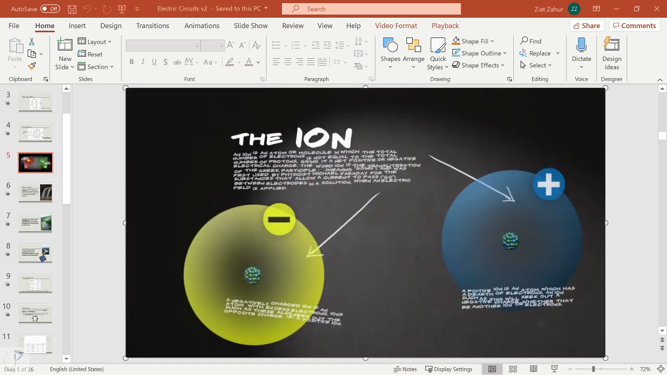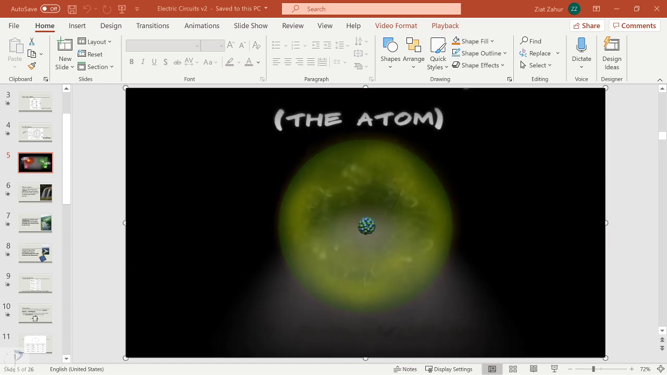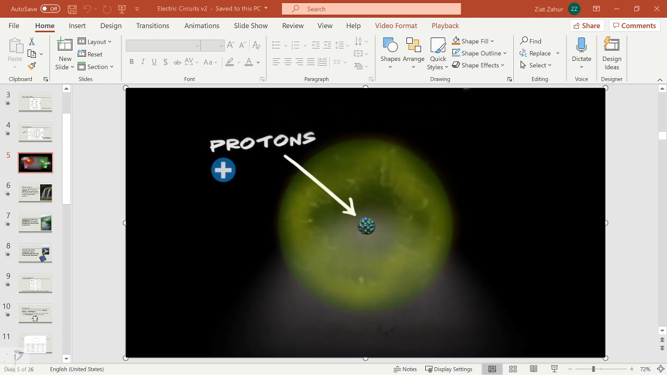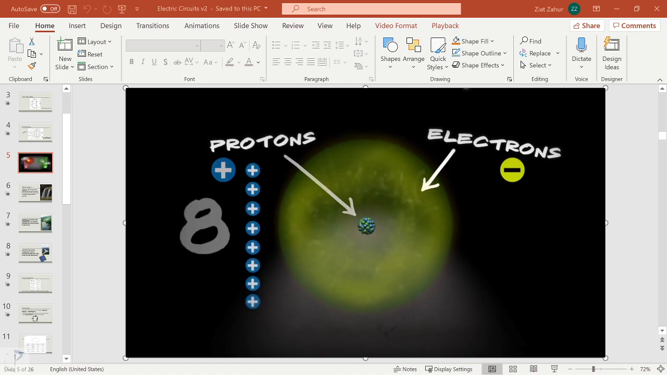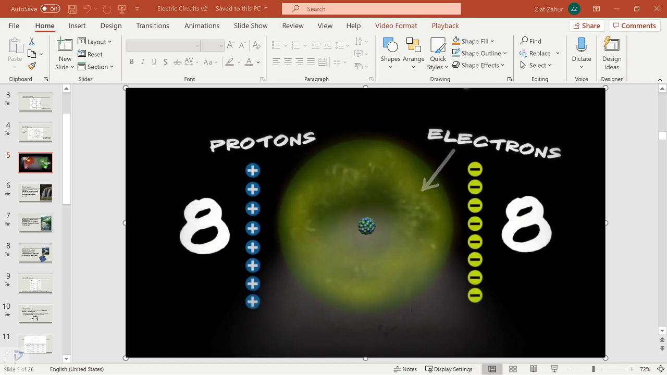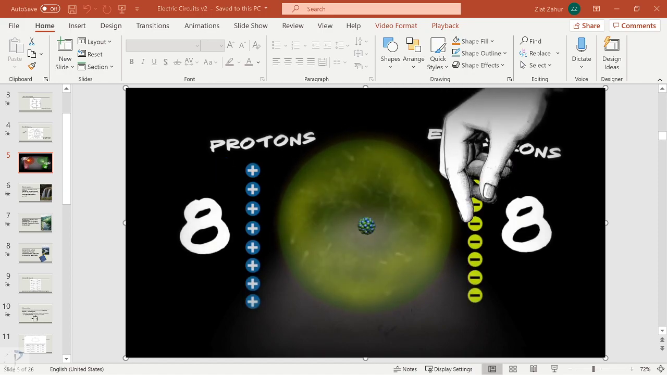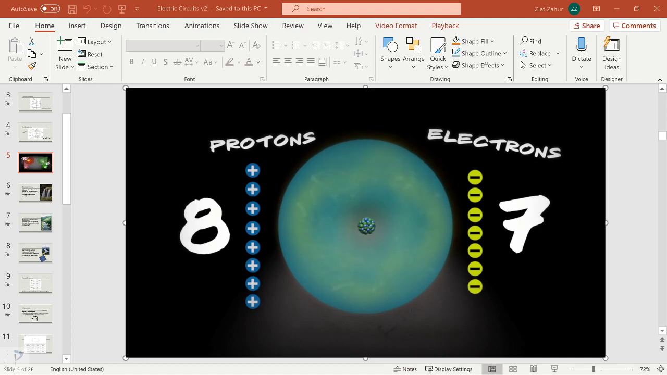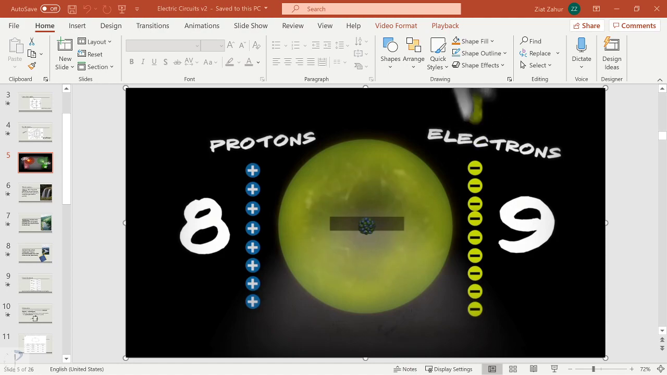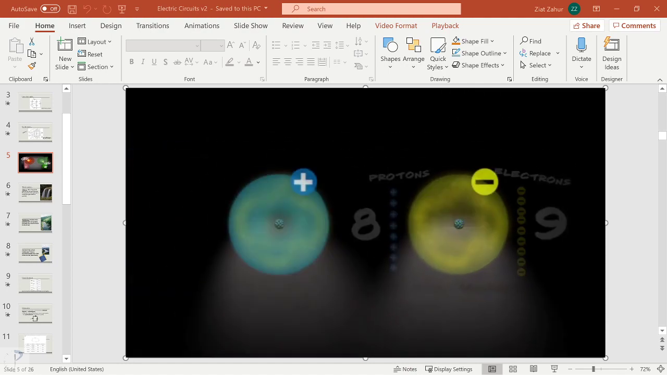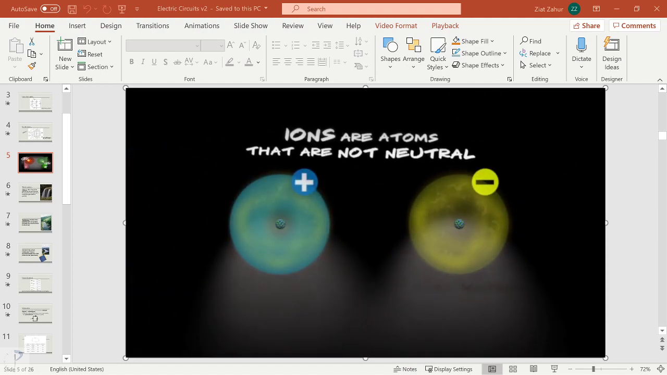The ion. Here's the atom again. As we mentioned earlier, there's a positive charge part and a negative charge part. In a normal atom, there's balance. The number of protons equals the number of electrons. But if an electron leaves this atom, now the positives outweigh the negatives, and we're left with a net positive charge. Add electrons, and we're left with a net negative charge. These are ions. An ion is simply an atom that is no longer neutral. It has a charge because it has either lost or gained electrons.